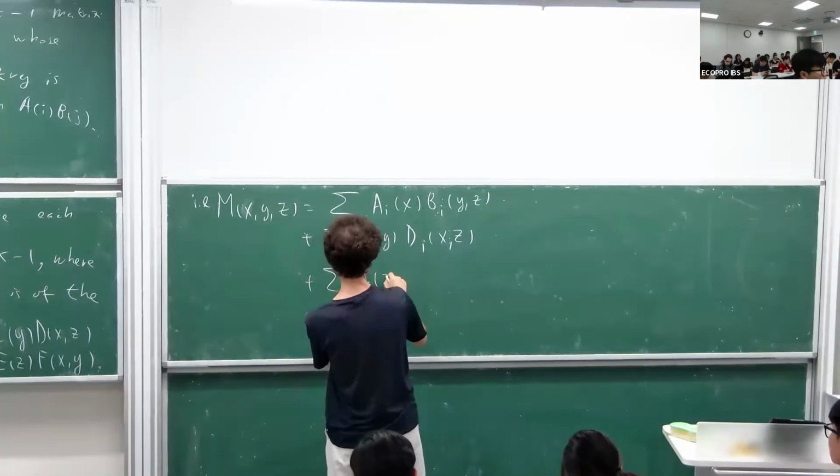Okay. And there are, say, I, J, K terms, where A plus B plus C is at most the slice rank. So I guess strictly speaking, I'm defining the smallest such number.